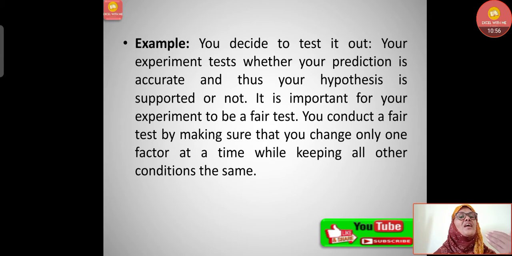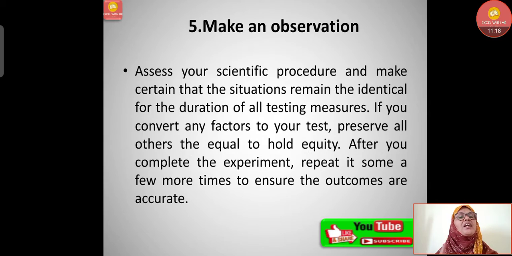You conduct a fair test by making sure that you change only one factor at a time while keeping all other conditions the same. So we have to conduct the experiment in such a manner that it is fair. We can change only one factor at a time, not all the others, keeping the same conditions here. Now let's see the fifth one. Make an observation. Assess your scientific procedure and make certain that the situations remain identical for the duration of all testing measures.